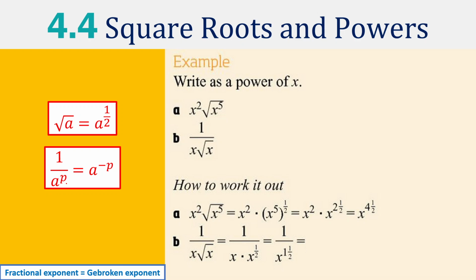And now use this rule. 1 divided by a to the power of p is the same as a to the power of minus p. Here I have x to the power of 1.5. So now it becomes x to the power of minus 1.5. And that is writing as a power of x. And that's what they want you to do here.